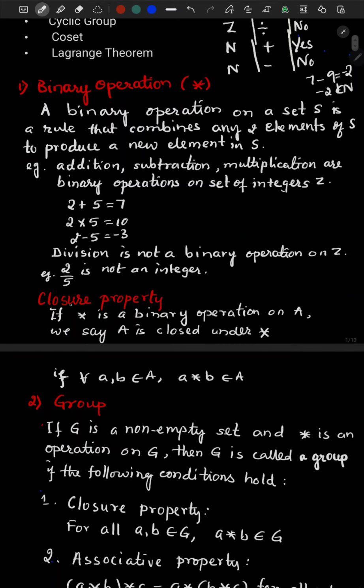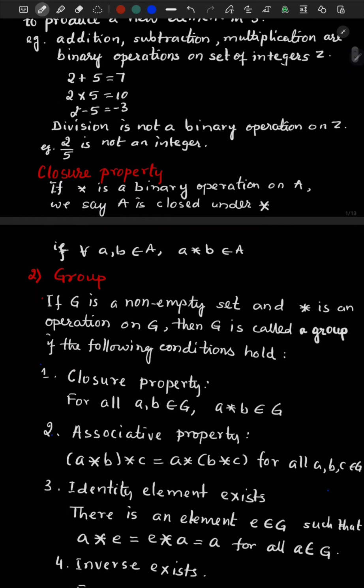Next is closure property. For every two elements A and B belonging to the set A, if A star B again belongs to A, then we say the set A is closed under the binary operation star. That is what we have seen here. Now we will define what is a group. So consider one non-empty set G, and one binary operation star on G.